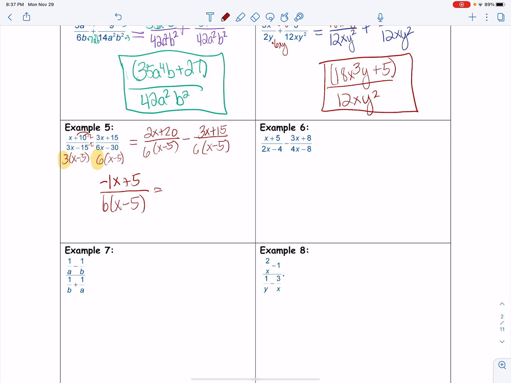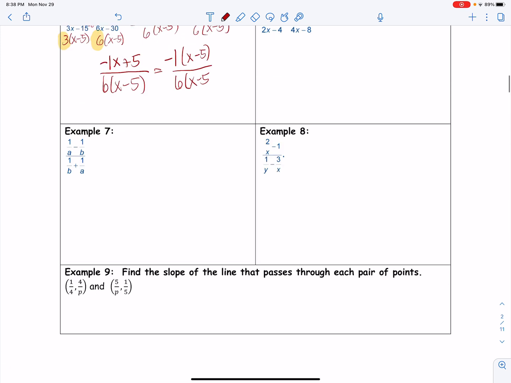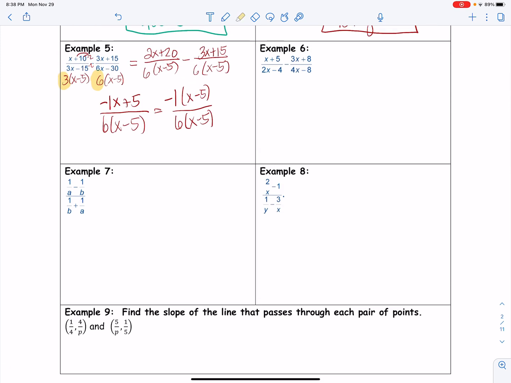Okay, so now I want you to think about this for a second. This might be easier for you to see if I took out a -1. Wouldn't that leave me with an x minus 5? Now look at these two sets of parentheses. Now that I've taken out the -1, are they exactly the same? When parentheses are exactly the same, they cancel. And so this answer is actually -1/6.